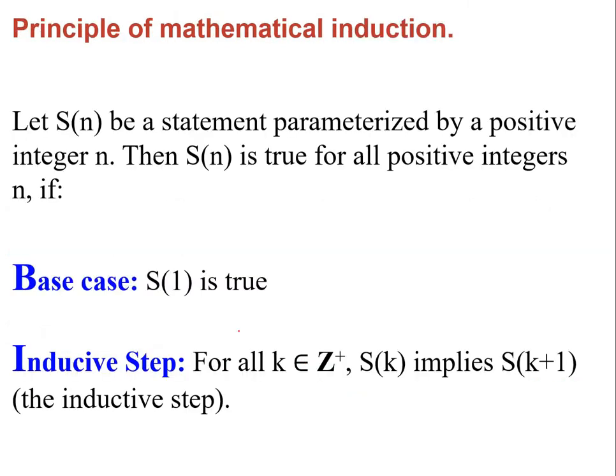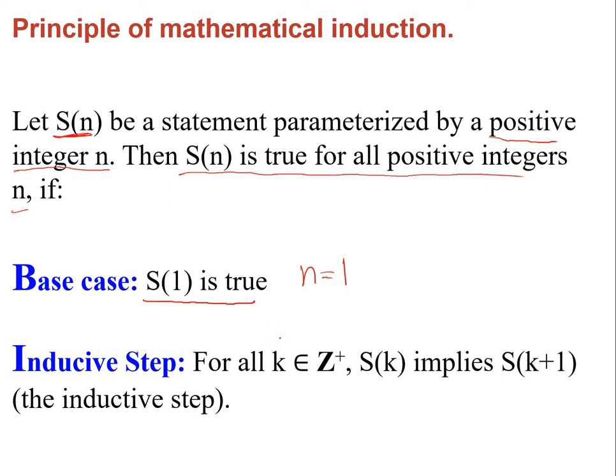Now let's describe it in a bit more formal way. Let's say that S of n is a mathematical statement, a formula that is given to you, for any positive integer n. Now you have to show that the given mathematical statement is true for all positive integers. And the way you do it is that you start with a base case. This base case is when n is equal to 1. So that's your base case. You show that the base case is true, and then you move on to the inductive step.